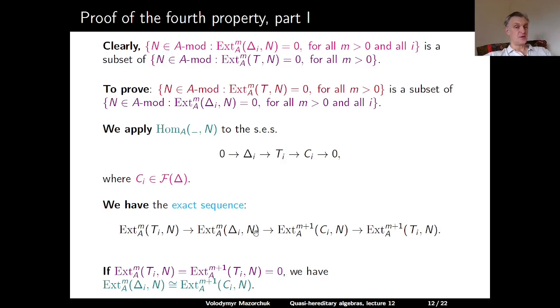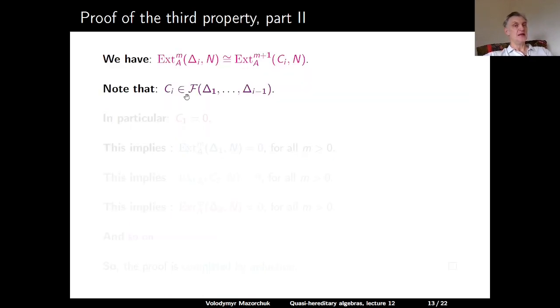Therefore, from the exactness of the sequence, we get that Ext^m(Δ_i, N) is isomorphic to Ext^{m+1}(C_i, N). Next, we note that C_i actually has a filtration with subquotients Δ_1 and so on, Δ_{i-1}. In particular, C_1 is 0. But this implies that all Ext^m(Δ_1, N) are 0.